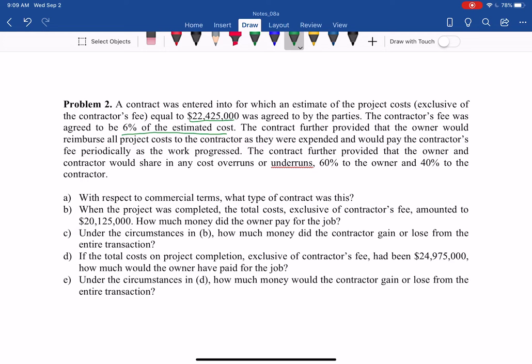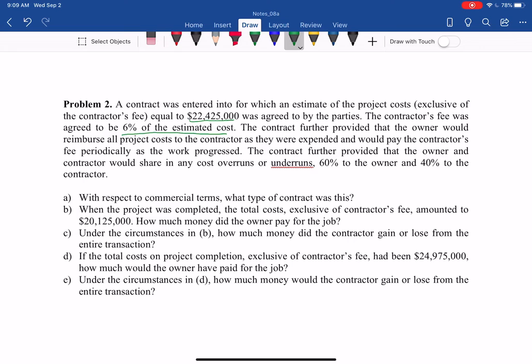The contract further provided that the owner would reimburse all the project costs to the contractor as they were expended and would pay the contractor fee periodically as the work progresses. So pay monthly, weekly, etc.